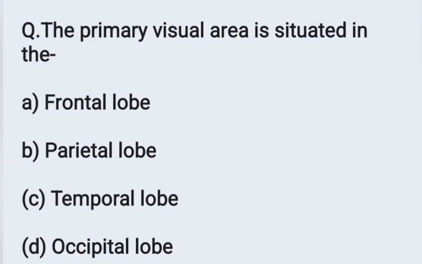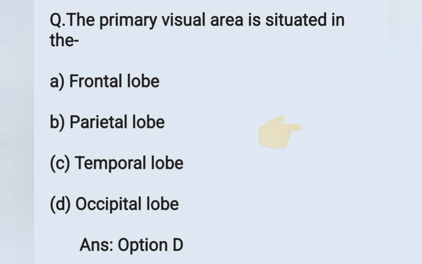And the next question is, the primary visual area is situated in the, options. Option A, frontal lobe. Option B, parietal lobe. Option C, temporal lobe. Option D, occipital lobe. The visual area is located in the occipital lobe. Option D is the correct answer. The primary motor area is located in the frontal lobe and the auditory area is in the temporal lobe. Visual area is in the occipital lobe. Move on to the next question.